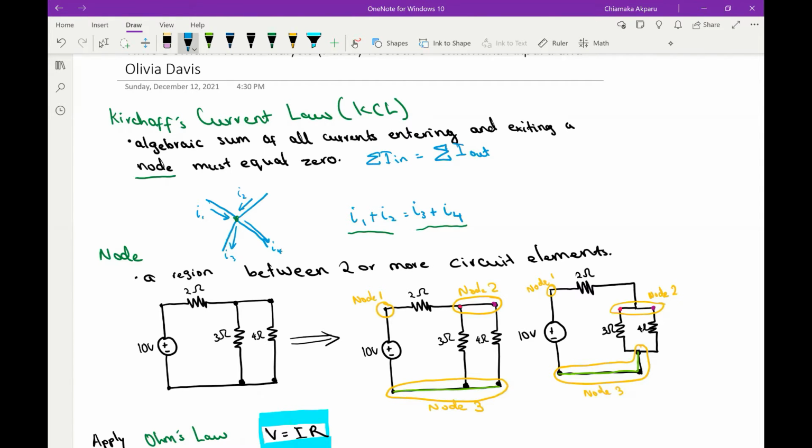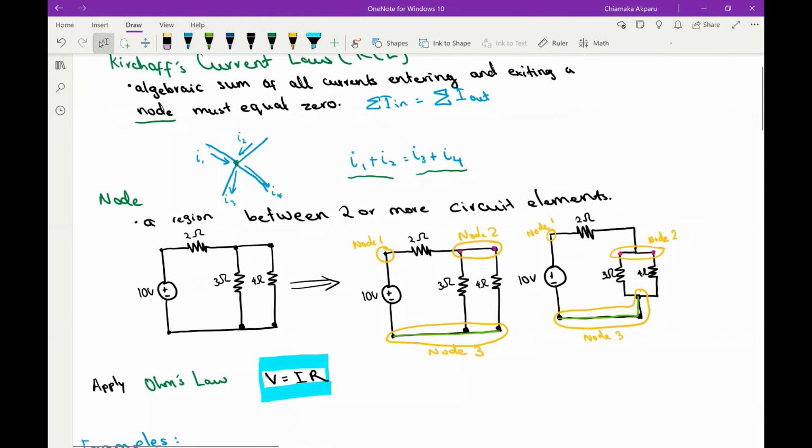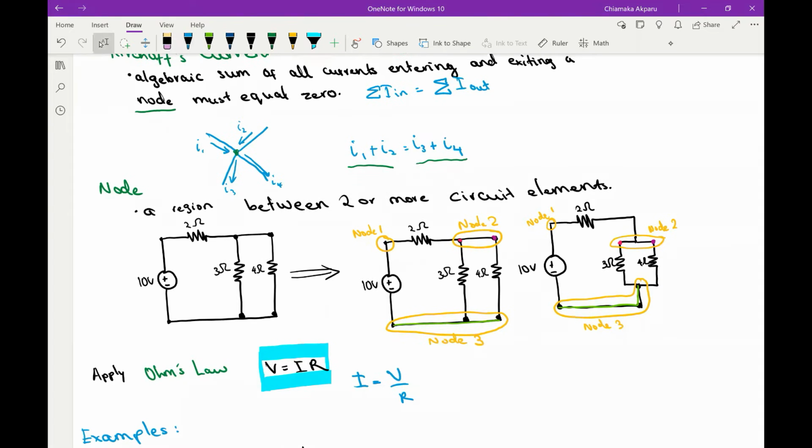For nodal analysis, it is important to understand Ohm's law because that is how we're going to represent our currents. So we have that V equals IR, and so how it's going to be rewritten is I is equal to V over R. So we're going to take the voltages and divide them by the resistances.